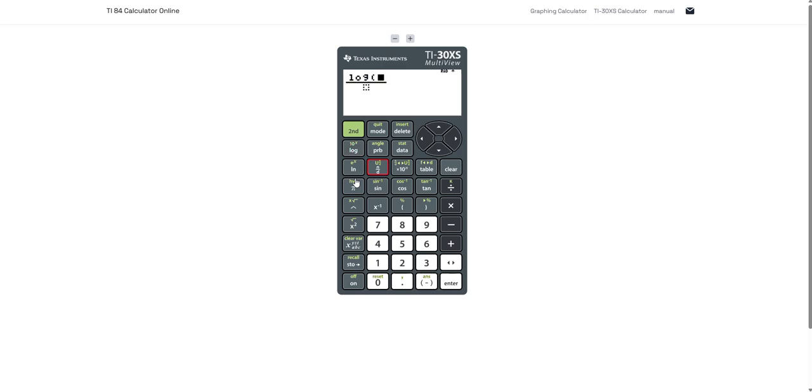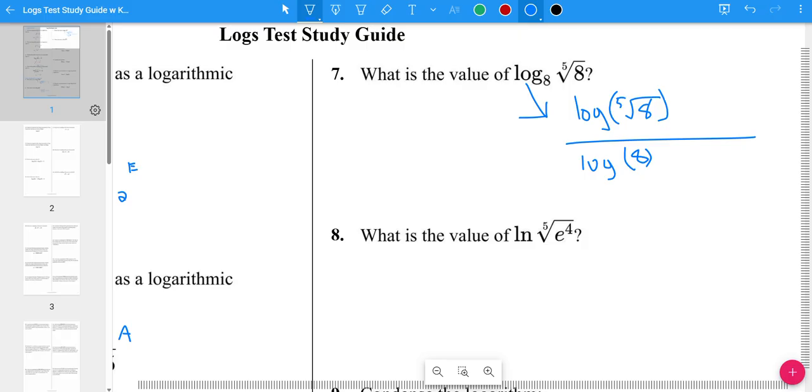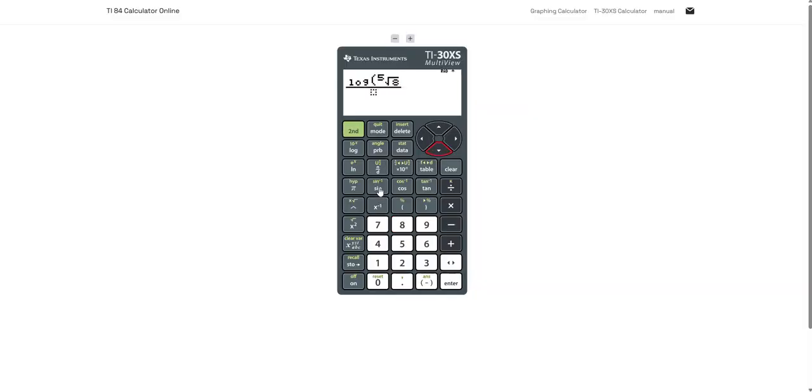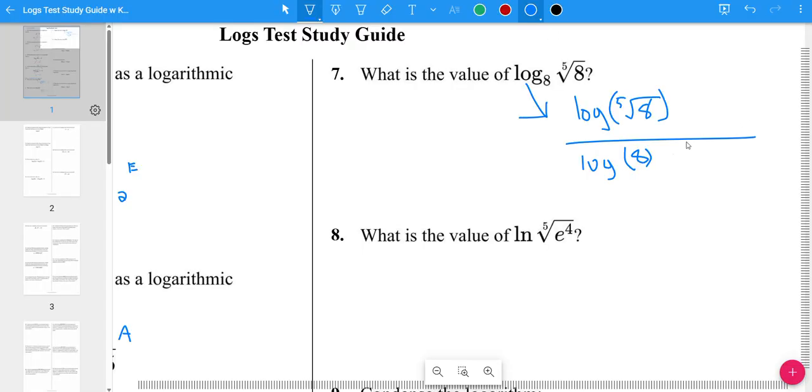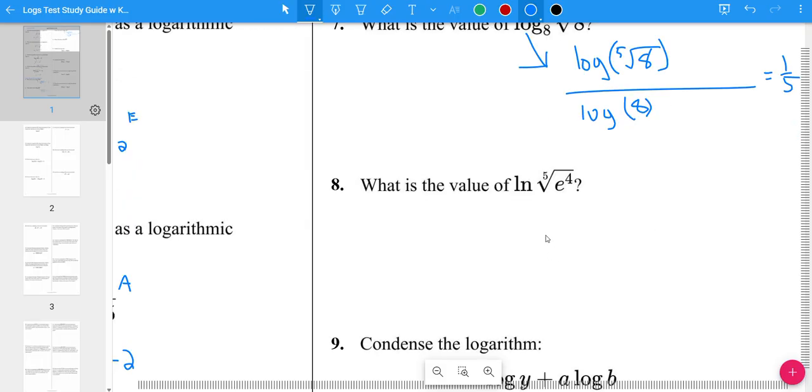Log. So remember, you got to go second, then this up, like the caret. So second caret, this will give you this. So 5, and then was it 8? Correct? Yep. For log of 8, which is 1/5. And usually, if yours gives you a decimal, remember you can go second table to switch it back and forth. So mine gave me a fraction. You want a fraction. If it gave you a decimal, you can go second table. So this is 1/5.